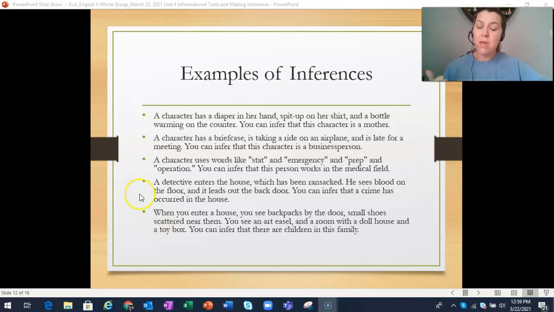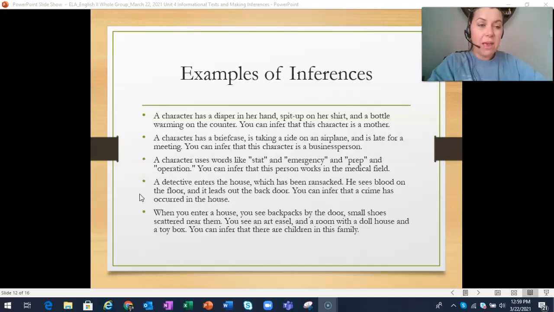Okay? If a detective enters the house, which has been totally ransacked, he sees blood on the floor and a trail of blood leading out the back door. We can infer that a crime has occurred in that house. Nobody has to tell us that, but we can see all the evidence, all the details around us, and we can come to that conclusion.